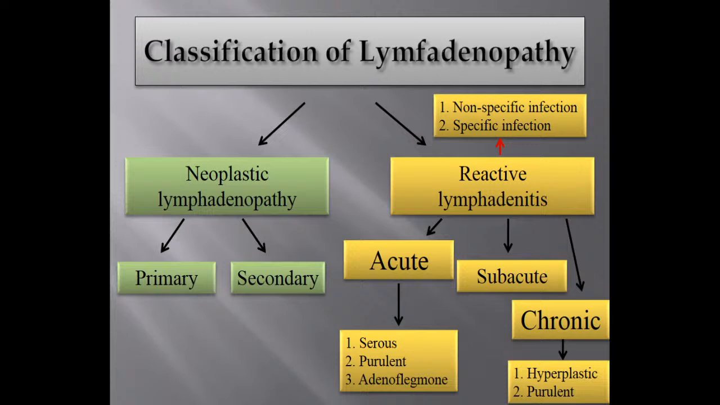maxillofacial region. And on this classification, you can see that lymphadenitis or lymphadenopathy can be neoplastic, primary and secondary, and reactive lymphadenitis. Due to the inflammation, it can be acute, subacute, and chronic. And as any other inflammation pathology, it can be serous, purulent, and adenophlegmone. What does it mean, adenophlegmon?